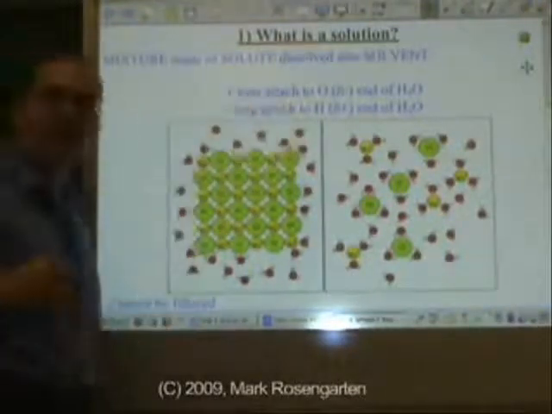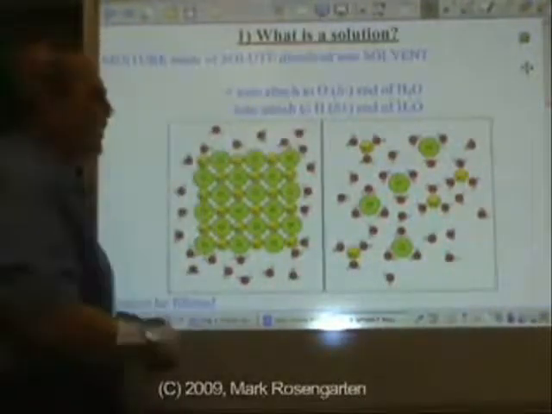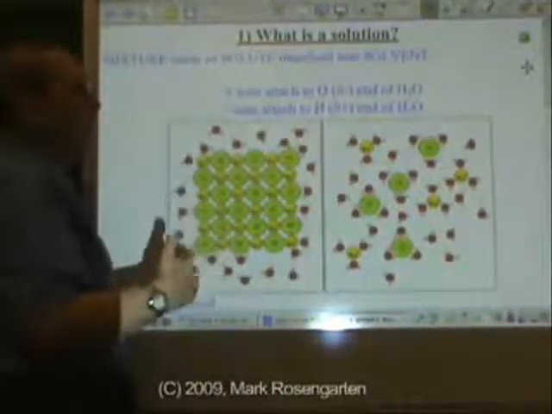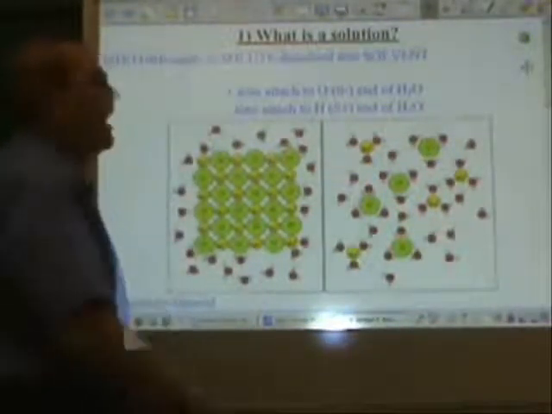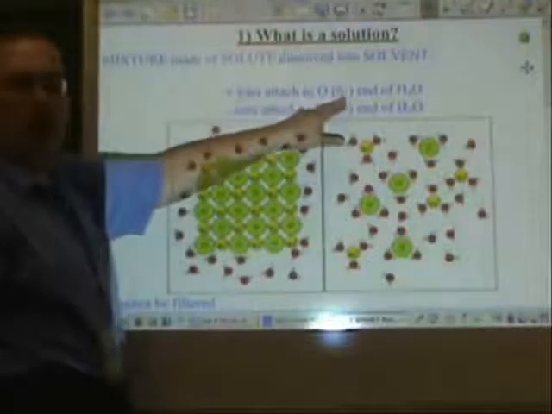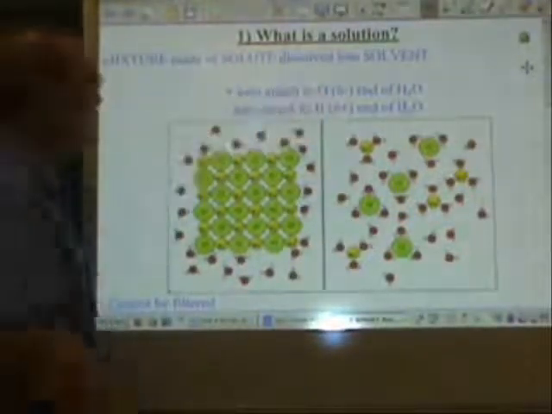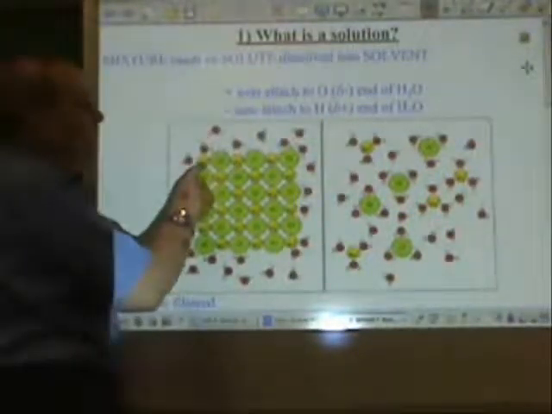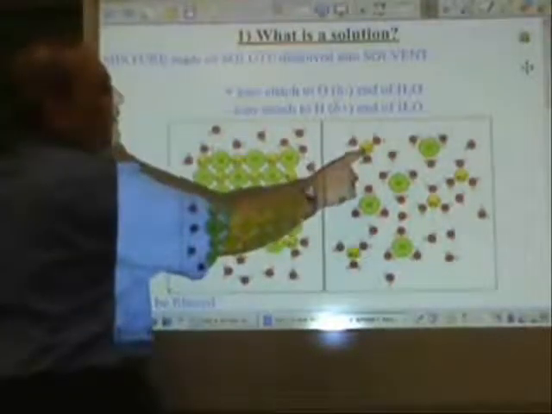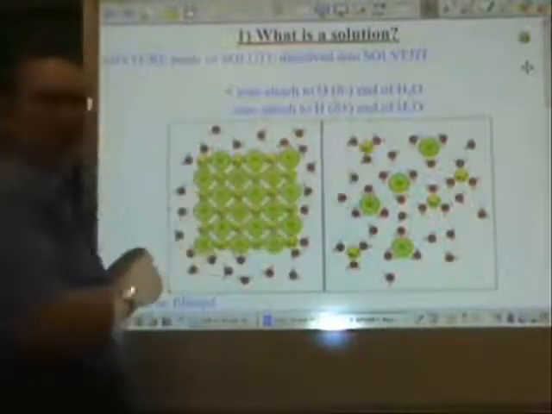Now, why can water dissolve salt? Here's why. Salt is made of positive and negative ions. Water, being a polar molecule, has partially negative and partially positive ends. Therefore, the partially negative end of the water molecule, the oxygen end, is attracted to the positive ions, specifically the positive sodium ions. That's why we have the sodium ion and these oxygens surrounding it.